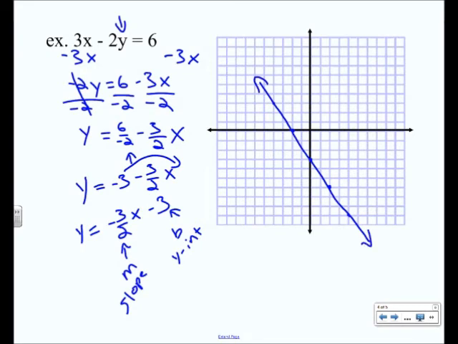So all we had to do here was, 1, solve for y, and 2, we plotted some points. So those are our steps for drawing a line.